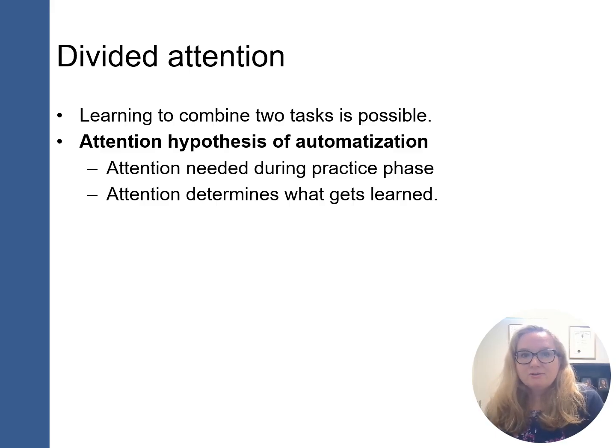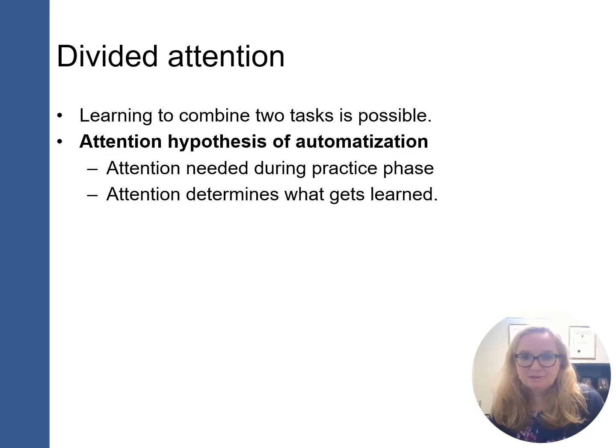Can we also divide our attention? So can we learn how to combine two tasks? If you've ever tried to play piano, you know that when you first learn, maybe you can only do one hand at a time, but then eventually you're able to read two lines of music, and one hand is doing one thing and one hand is doing another, and you can combine those two tasks. So we can do this, right? And so the attention hypothesis of automatization is that attention is needed during practice, and attention determines what gets learned. But then we can combine certain tasks. And maybe there's a little bit of switching back and forth that goes on.